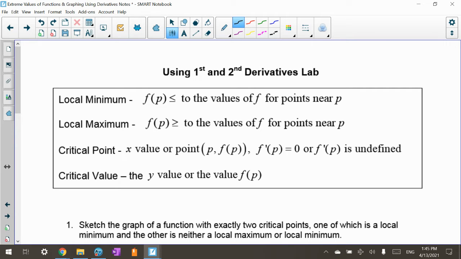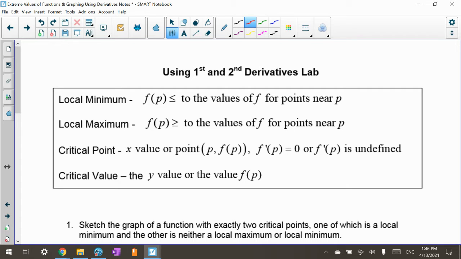All right, this is a continuation of my Calculus 1 using the first and second derivatives lab. This is in your packet for your extreme values of functions, and this one is a nice overview about using your first and second derivatives. So first of all, let's go through what we're talking about.